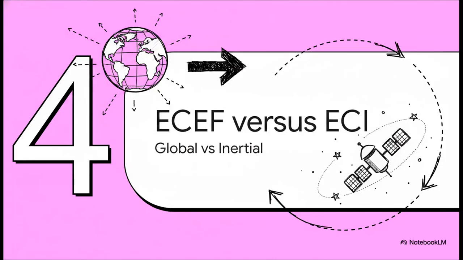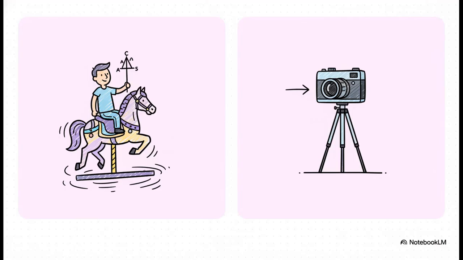Let's jump into Section 4, ECEF versus ECI, global versus inertial. Now what's really interesting about this slide is the visual analogy, because it usually creates a massive aha moment. Think of ECEF like you are standing directly on a spinning carousel, holding a coordinate frame in your hands. From your perspective, everything else on the carousel looks completely stationary, right?